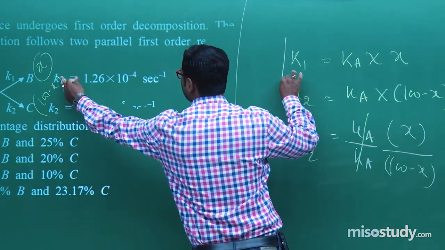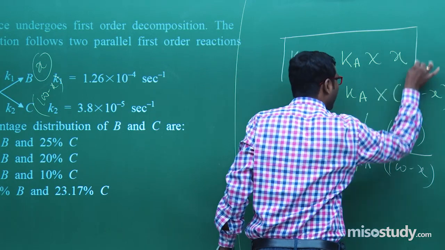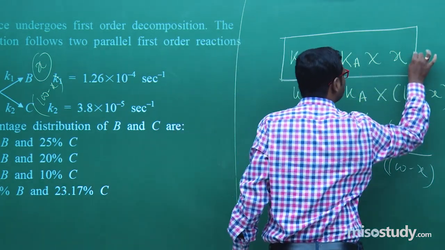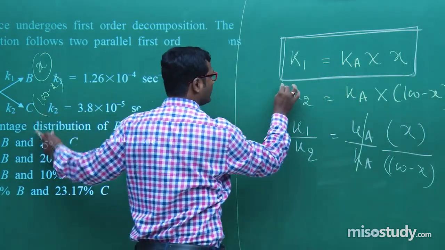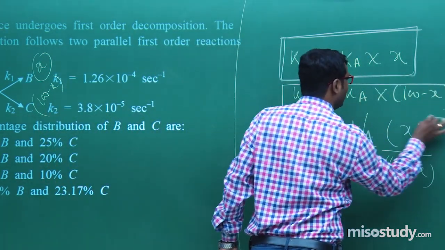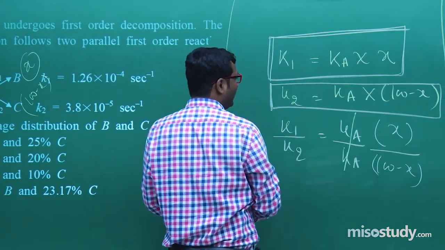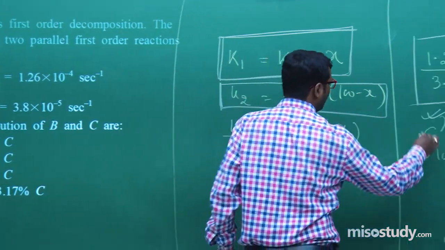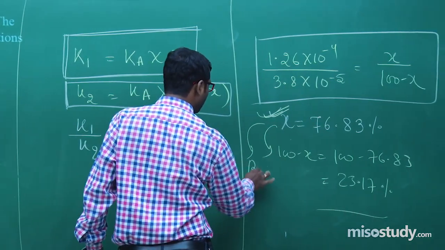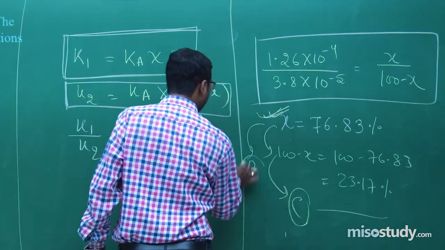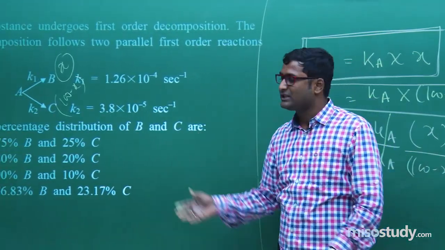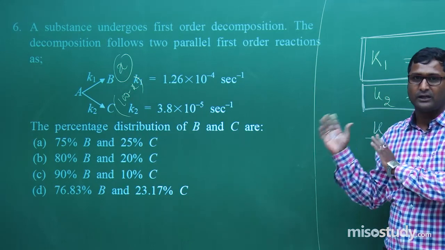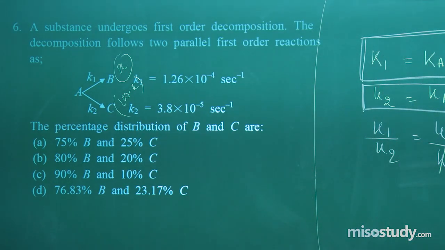This is one of the best expressions. For B, K1 is equal to Ka multiplied by x, where x is the percentage yield, and for C, K2 is equal to Ka into 100 minus x. Now K1 divided by K2, put the expression, and you will get the percentage of B, and this one is the percentage of C. Clear to you? This is one of the most important questions. Check it out. I am giving you a few seconds to note it down. I think, friend, you have noted it down. So let's move to the next one.